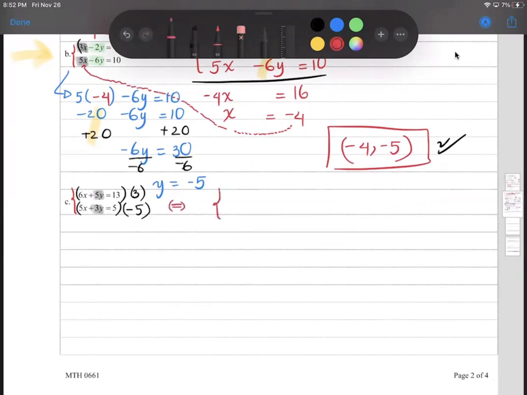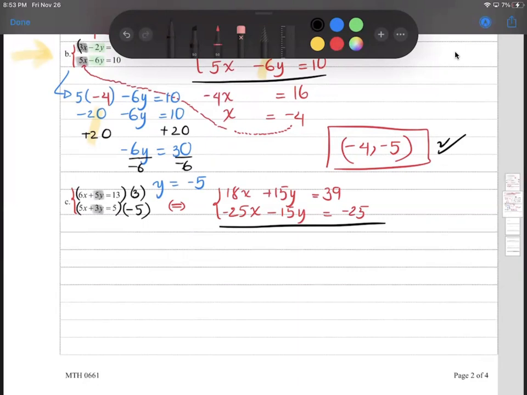Okay, so now my new equivalent equations will be 3 times 6x is 18x plus 15y equal 13 times 3 is 39. And on the bottom, negative 5 times 5x is negative 25x minus 15y equal negative 25. And now you add. Again, if the math doesn't work out, you have to do it again, okay? Because at the end, you should have one variable, one equation.